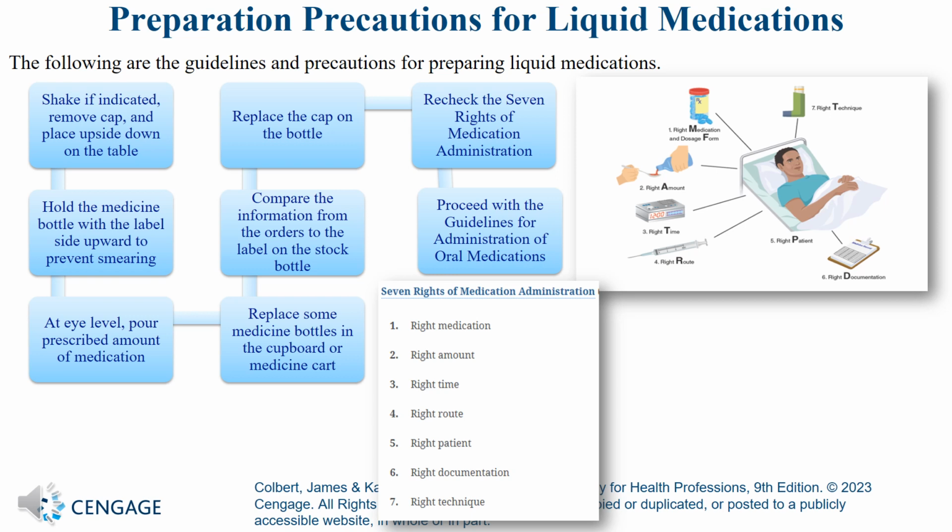Two is replace some medication bottles in the cupboard or medicine cart. Compare the information from the orders to the label on the stock bottle. Replace the cap of the bottle. Recheck the 7 rights of the medication, which are right medication, right amount, right time, right route, right patient, right documentation, right technique. And then you're going to proceed with the guidelines for administration of oral medication.